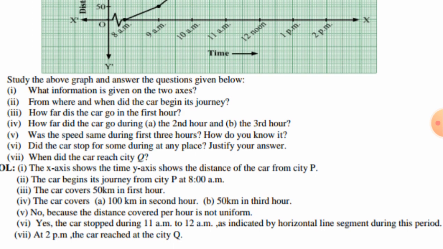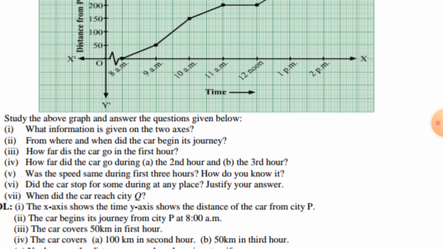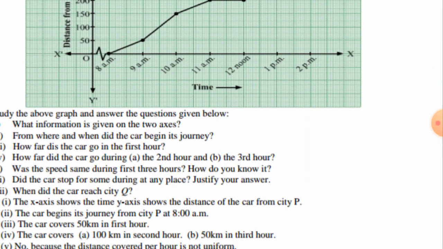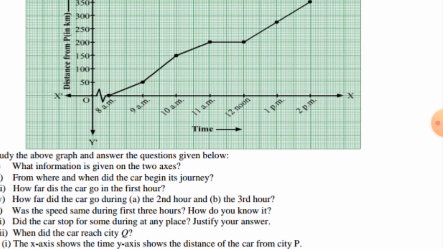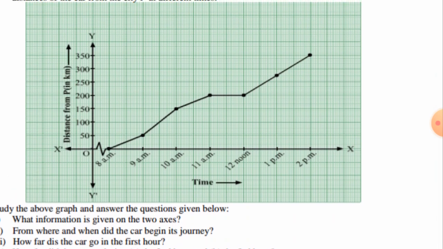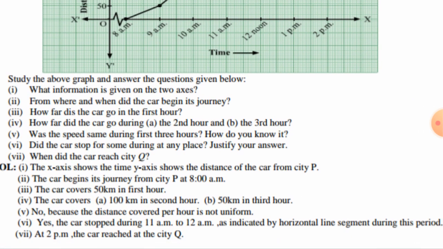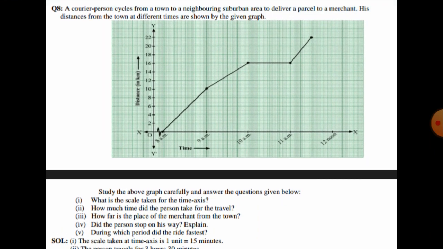Now seventh, when did the car reach city Q? So the car reached city Q at the last point; from the graph we can say the last point is at 2 p.m. So the car reaches city Q at 2 p.m. So in this way you can do this question. Now after this, question number 8 is also the same.